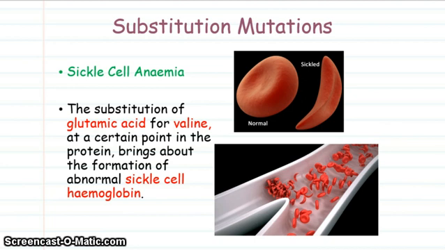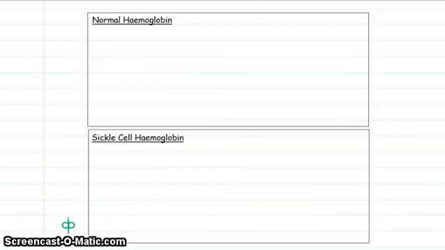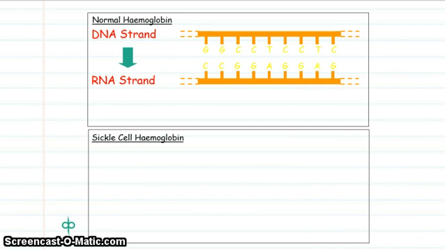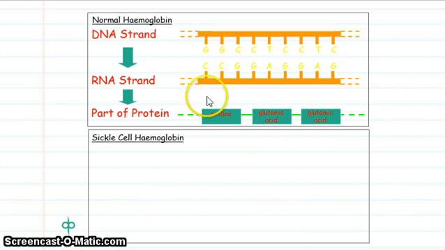An example of a substitution point mutation is sickle cell anemia, where a single change in the base results in the substitution of glutamic acid for valine, and that results in abnormal hemoglobin found in those sickle cells. Now, how that works is, if we have normal hemoglobin, here's the DNA strand for that. The RNA strand transcribed from that will be like so. And the parts of the protein, each three bases, of course, representing one codon. So in this instance, we've got enough here for three amino acids: proline, glutamic acid, and glutamic acid again.